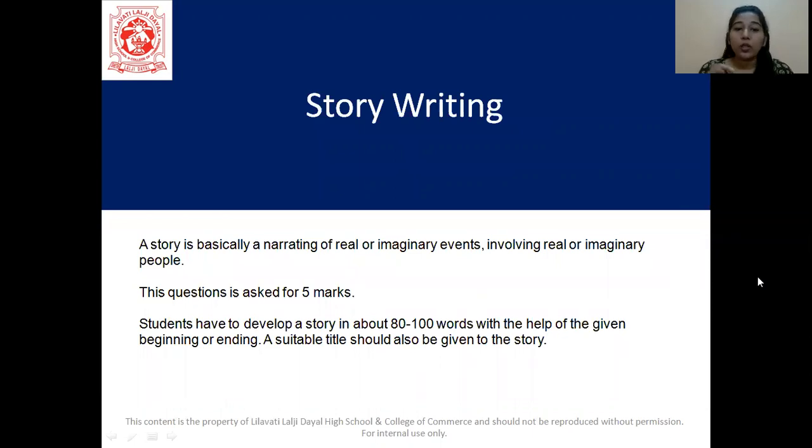So this question is actually asked for 5 marks in the exam. So either you get a start or an end and accordingly you form your story. So you have to develop a story in about 80 to 100 words with the help of the beginning or ending which is given to you in the paper. And do not forget students, a title is mandatory. You get marks for the title also. So you have to give a suitable title to your story.